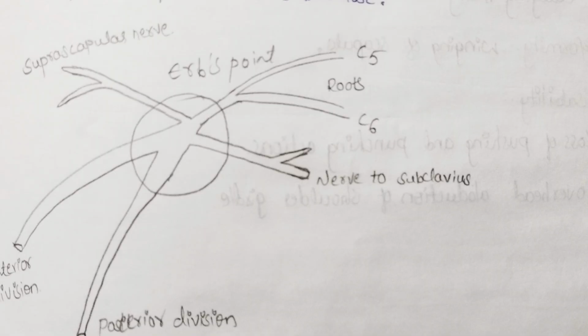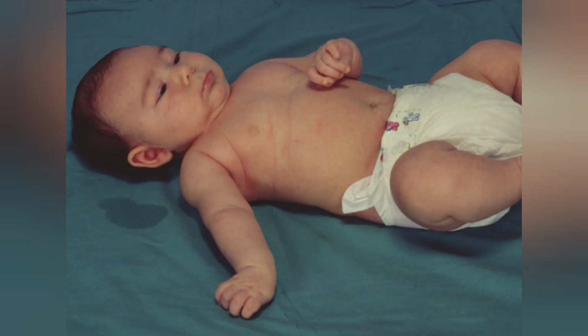Erb's paralysis is caused by injury to the upper trunk of the brachial plexus, which is called Erb's point. You can see here where the six nerves meet, it is called Erb's point. If the upper trunk of the brachial plexus is injured at this point where the six nerves meet, then Erb's paralysis occurs. You should remember the upper trunk of the brachial plexus is called Erb's point, where the six nerves meet. If this gets injured, it leads to Erb's paralysis.